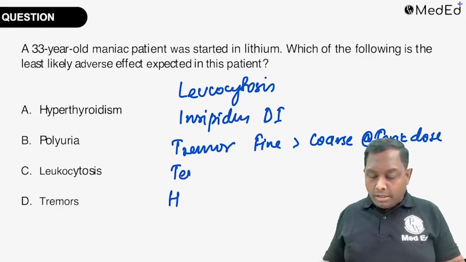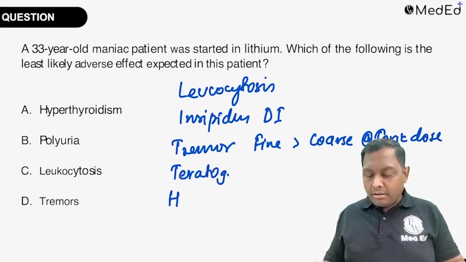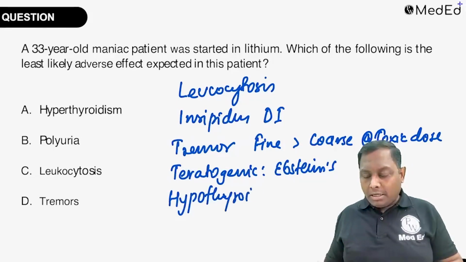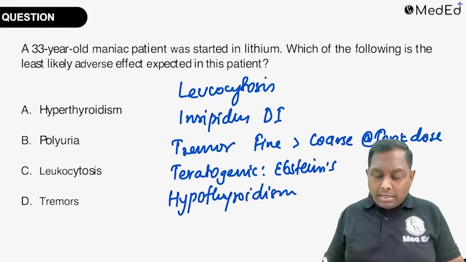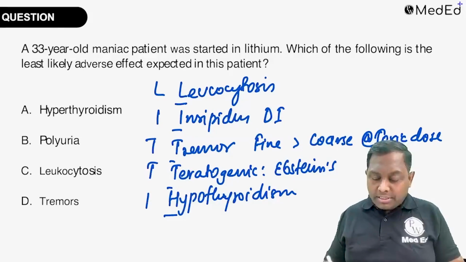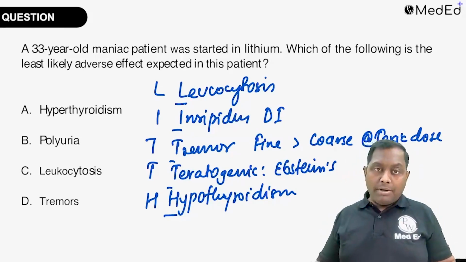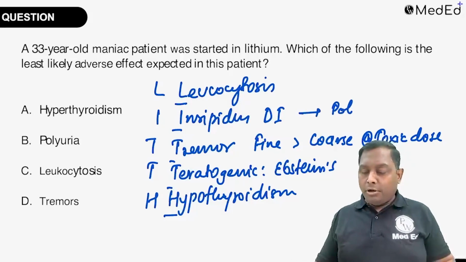They can also be associated with teratogenic effect, which most of you are already aware of. They can be associated with Ebstein anomaly. And they can also cause hypothyroidism. I am not even talking about toxicity right now. Even at the therapeutic dose, they can be associated with all the side effects remembered by the mnemonic LITH. So because there is diabetes insipidus, don't you think the patient will have polyuria, polydipsia?